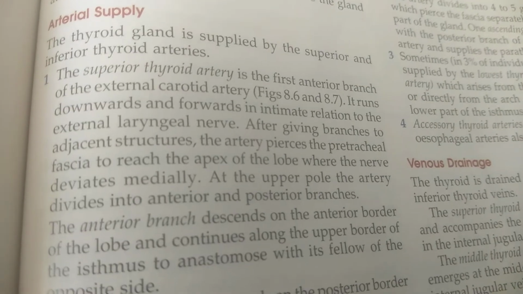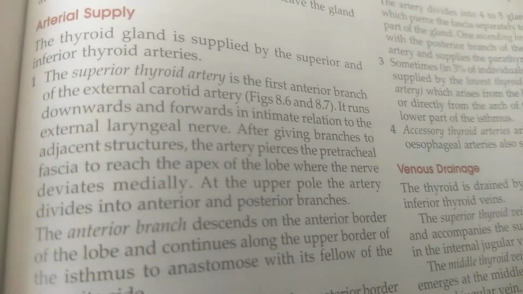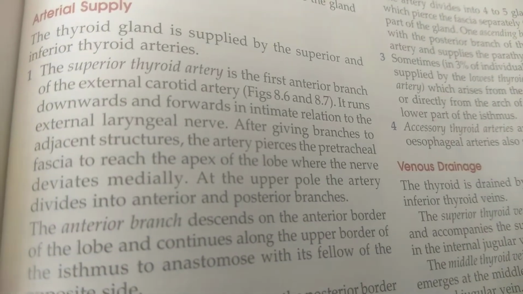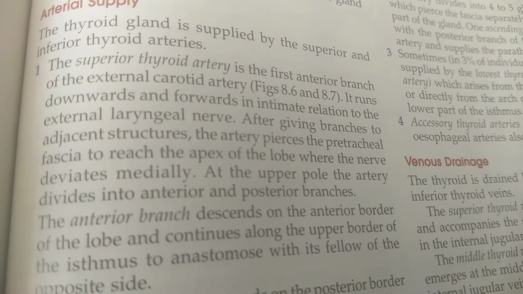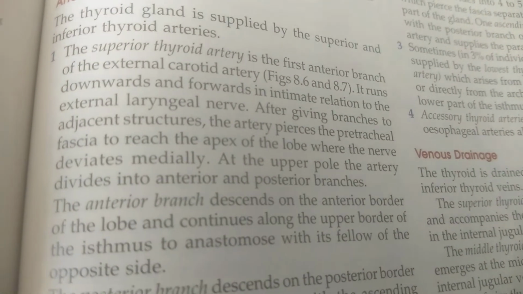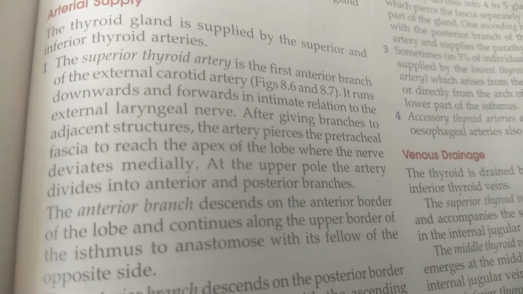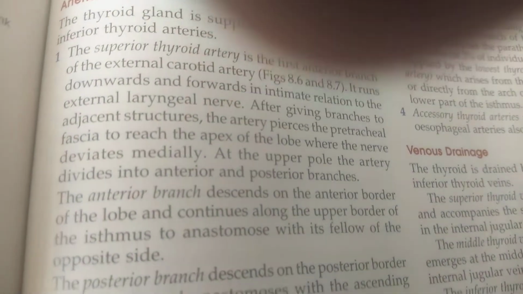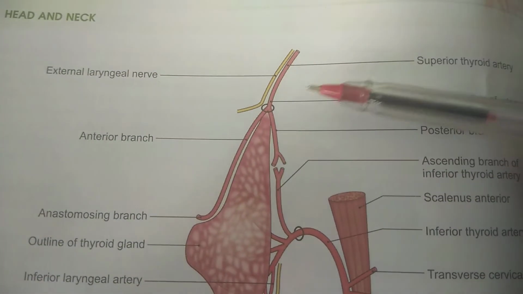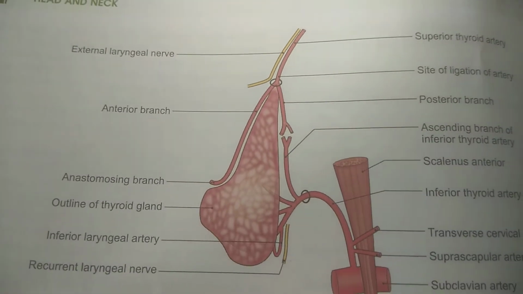I have already taught you about these arteries in the last video regarding the relationships of the thyroid gland. So the thyroid gland is supplied by the superior and inferior thyroid artery. The superior thyroid artery, you can see in this figure. Yes, this is the figure, the superior thyroid artery and inferior thyroid artery. Okay, so ये है हमारी दो basically इसकी जो blood supply है.